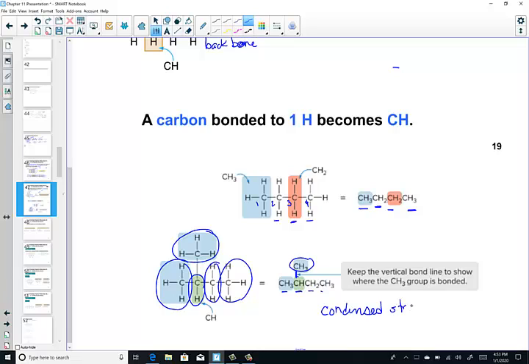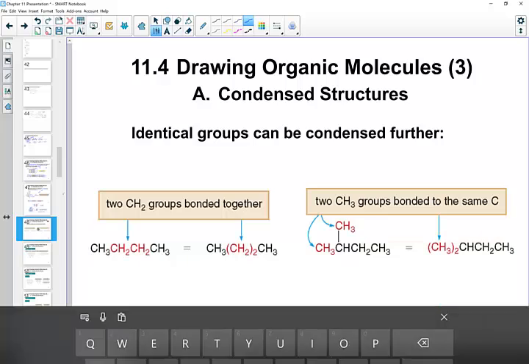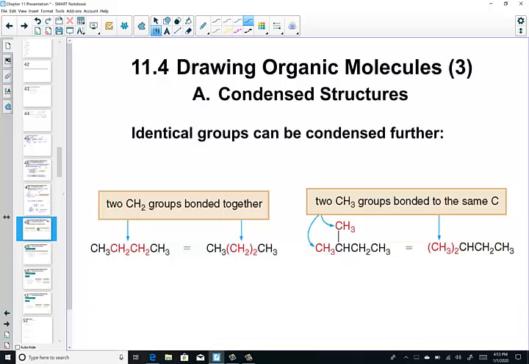So this is a bit of a time saver from having to draw in all the single bonds, understanding that every carbon has to be tetravalent. When we draw organic molecules, the identical groups can be condensed even further.